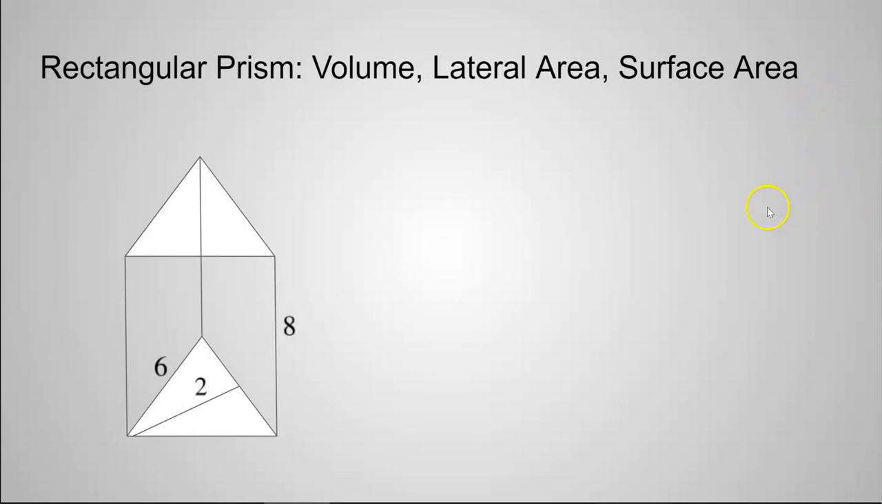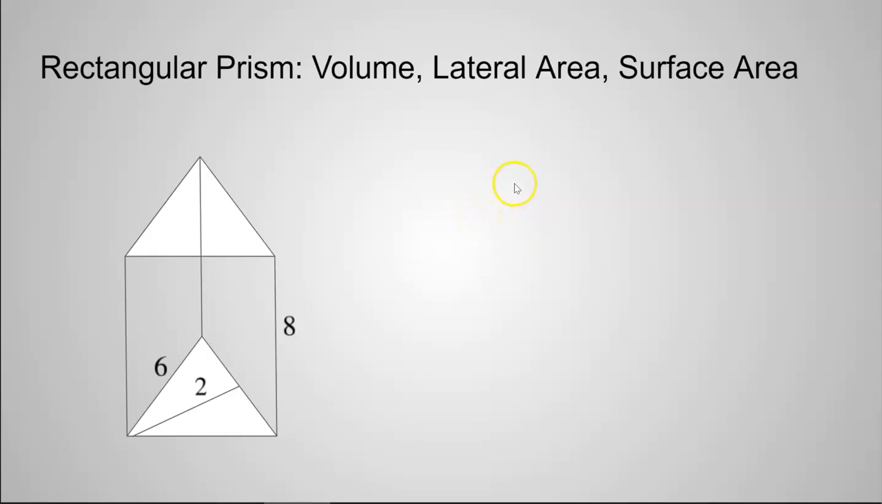So let's figure out how to do this. The first object we're going to talk about is a prism. A prism is an object where you have any shape on the plane as a base. In this case, I have a triangle, and you just grow it straight up, just like I have in this picture. So you can have a triangle as a base, a rectangle, a square, any kind of polygon. It all works the same.